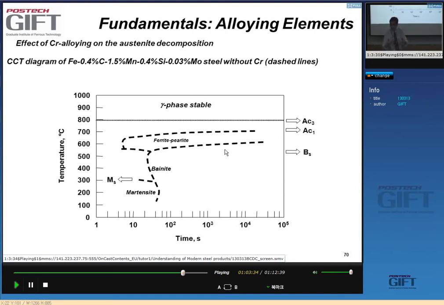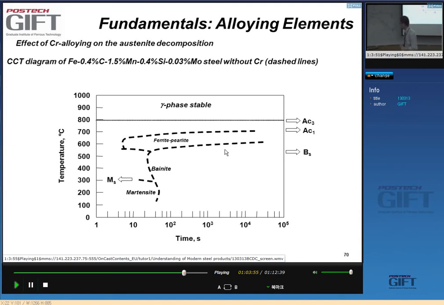There's, of course, a lot of interesting science you can extract from this diagram, but for a steel practitioner, it is basically something that will tell him what he has to do if he wants to have a certain microstructure. Okay, but let's say now that we take the same steel.